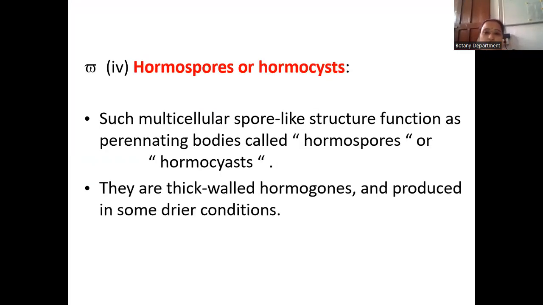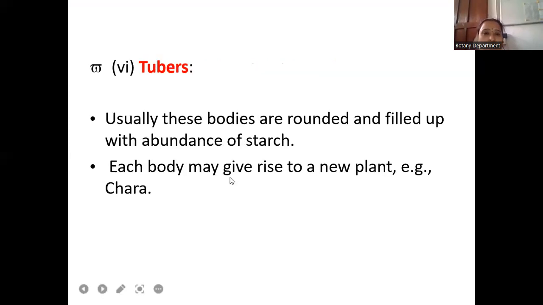The next one is hormospore. Don't confuse them: hormogonia are different, and hormospores are also different. Hormospores are also called hormocysts. Here multicellular spores are present in this structure, functioning as perennating bodies. These perennating bodies are called hormospores or hormocysts. Compared to other cells, the wall is very thick, and they are produced in unfavorable conditions.